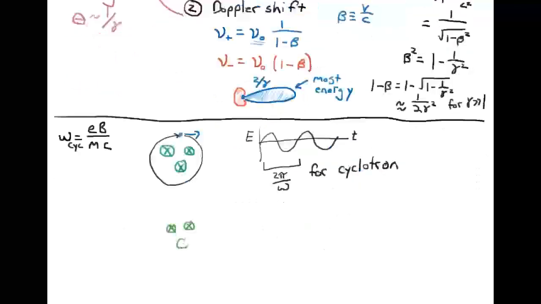For synchrotron emission, we have a similar picture here. We have our magnetic field, and the electron is going to go around in a circle here. But if we're observing from over here this electron moving around, we only observe the electron for part of the time. This is because the emission from this electron is relativistically beamed.